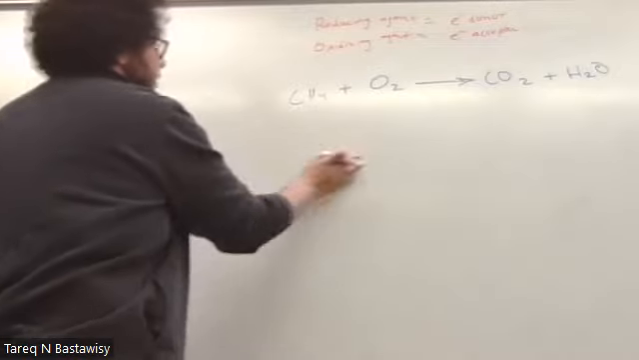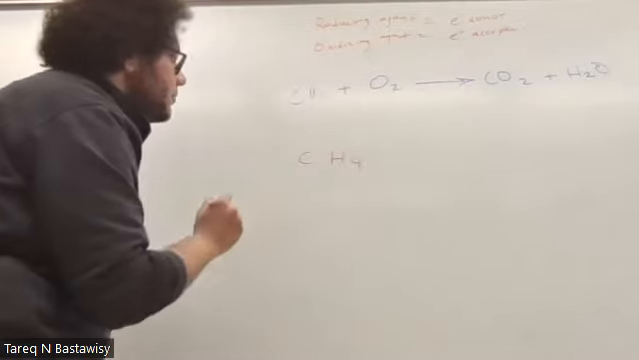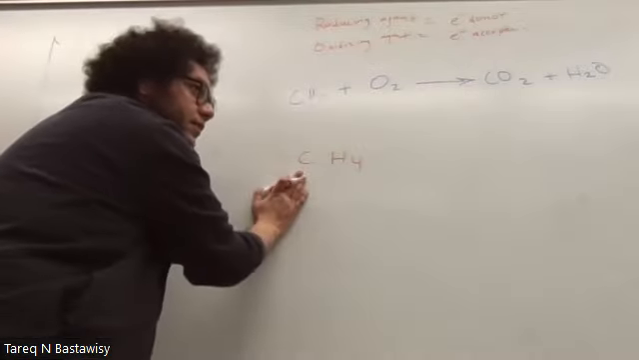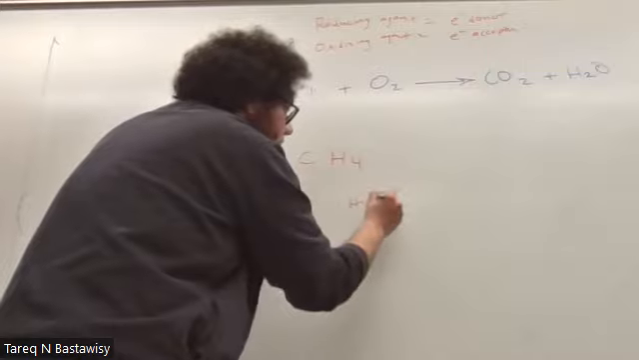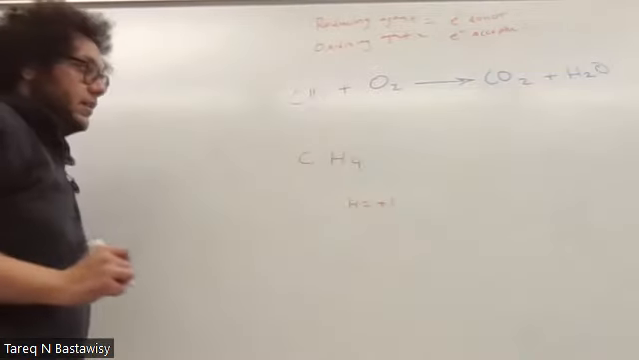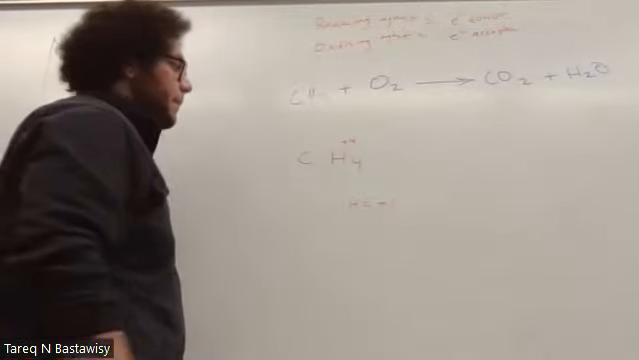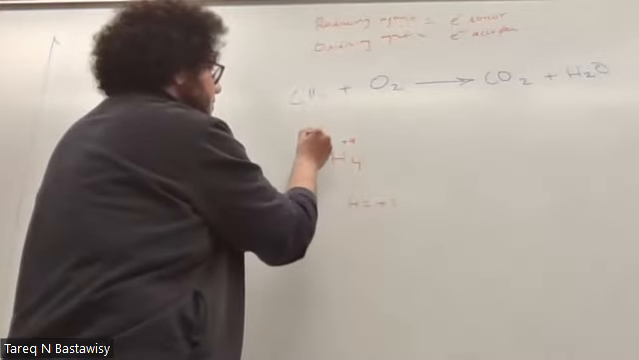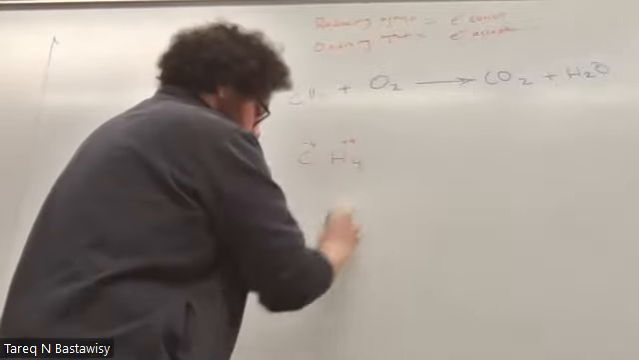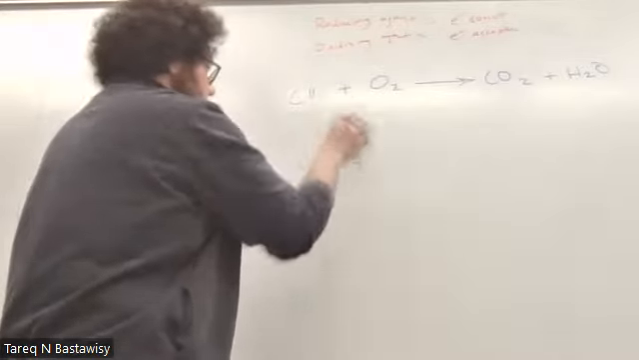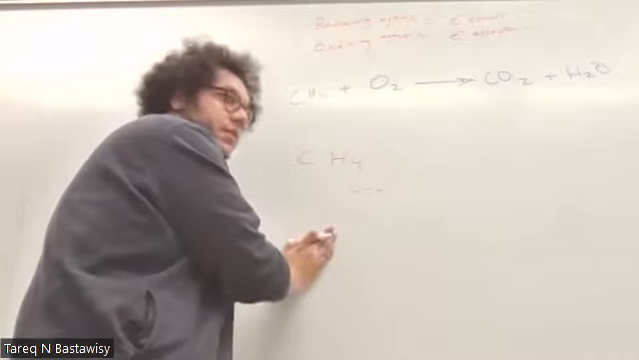So here we have methane. Can you tell me what is the oxidation number of this carbon? Negative 4. Why is it -4? Because hydrogen is known to have an oxidation number of +1. You have 4 hydrogens here, so that means the hydrogens are +4, which means this carbon needs to be -4. I see some confusion. Hydrogen is always going to be +1, that's hydrogen's oxidation number.